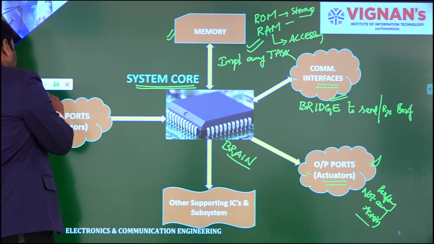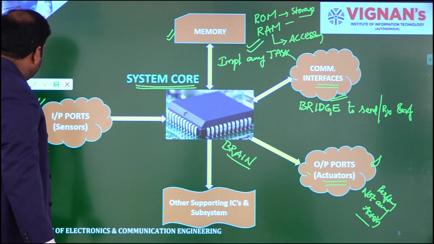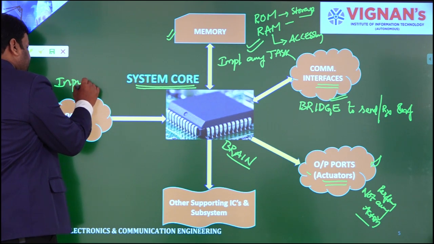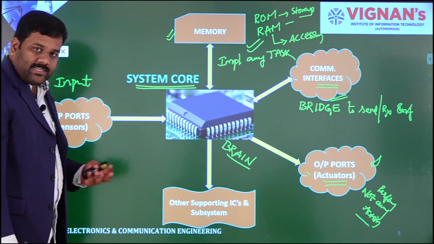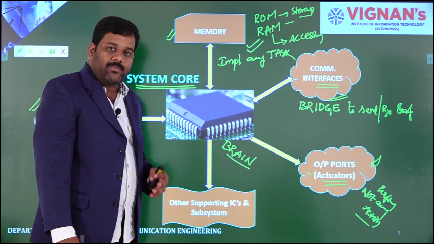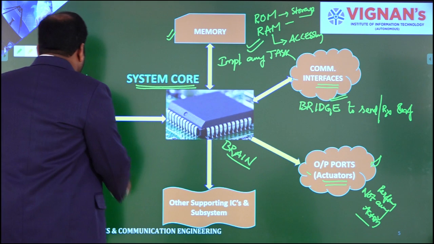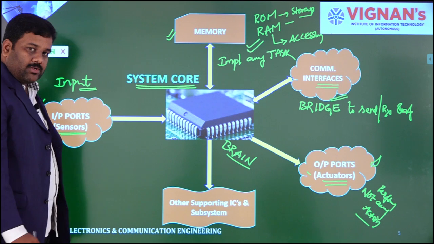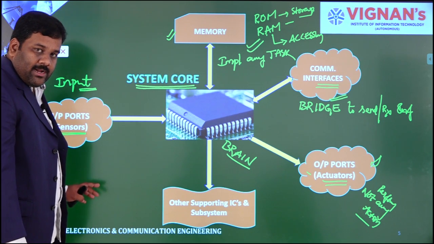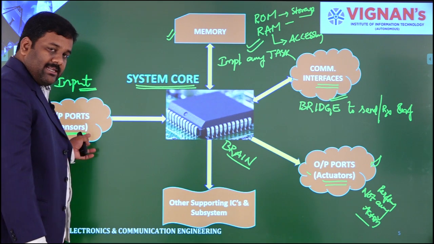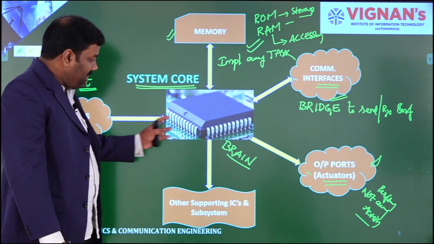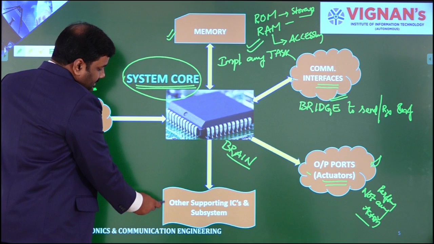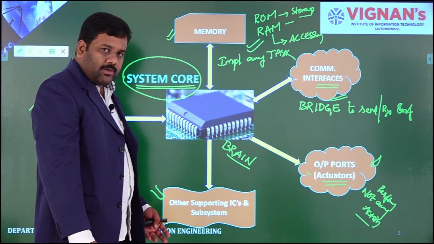Next one is input ports. Input ports are for sending input information, either in terms of signals, or data, or digital form also. When I need to send an input signal, I choose sensors. It will accept the input, at the same time perform some actions, and then the output of this sensor has to be received by this system core. And the last one is other supporting ICs or subsystems.